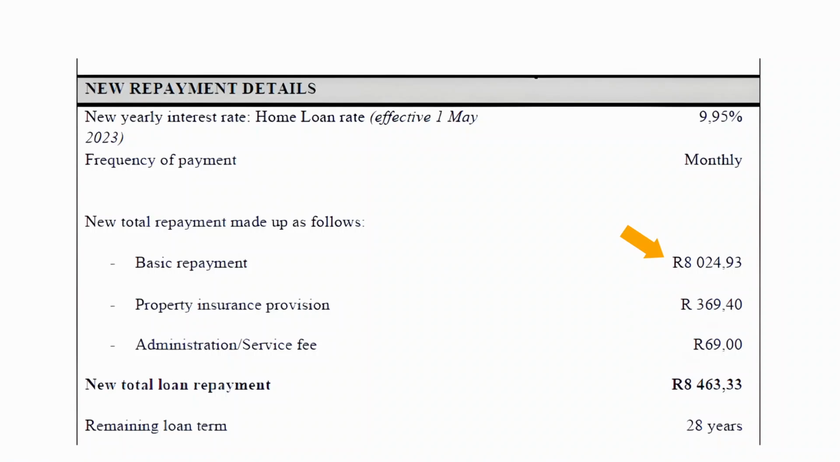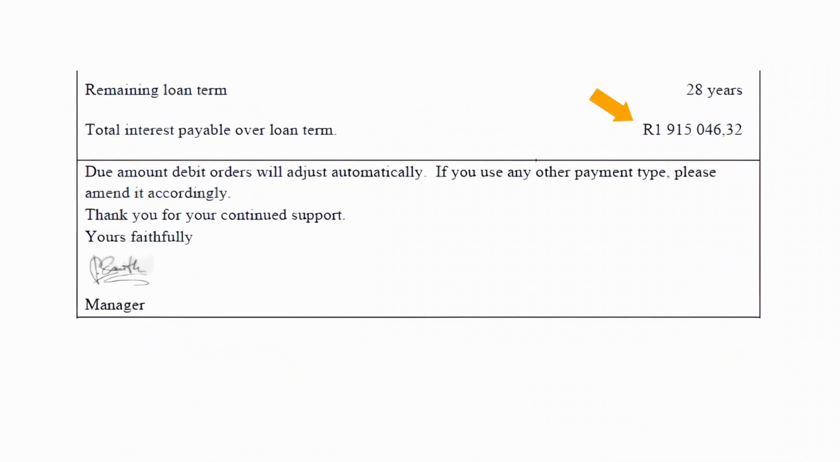Now the total new repayment is made up of the basic repayment of 8,024 Rand 93 cents, the property insurance of 369 Rand 40 cents, and the administration fee of 69 Rand. This gives us a total loan repayment of 8,463 Rand 33 cents. The remaining loan term is 28 years, and the total interest payable over the loan term is also given and is estimated to be 1,915,046 Rand 32 cents. We have to use the information in Annex B to answer the questions that follow.